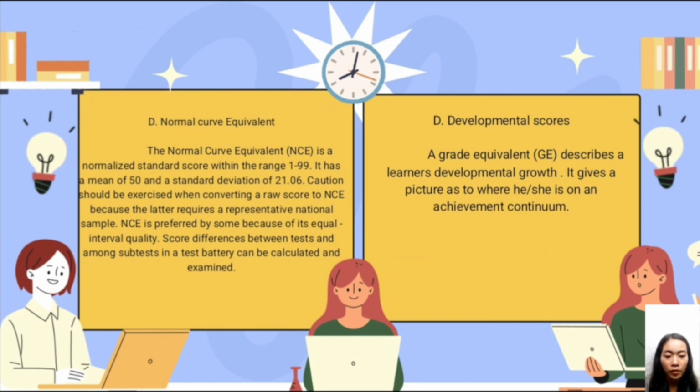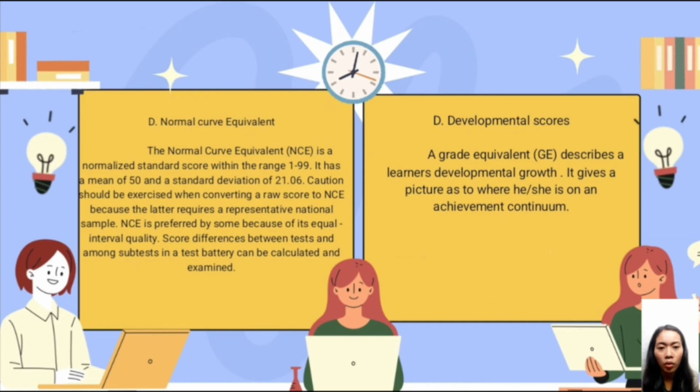For example, if a second grader obtained a grade equivalent of 4.2 in language mechanics, it means that his or her score is typical of a fourth grader 2 months into instruction. Note that the GE is an estimate of a learner's location in the development.